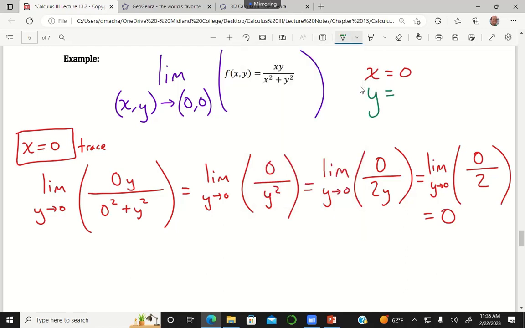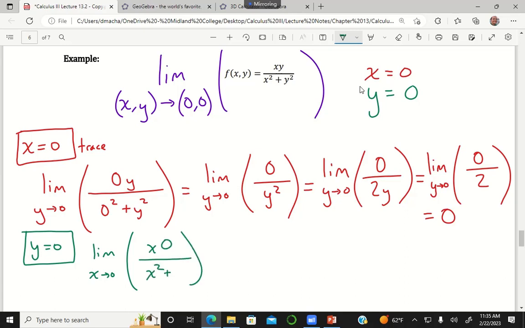Let's take the trace y equals 0. And you can probably already tell what's going to happen here because x and y are symmetric. Multiplication's commutative, addition's commutative. It doesn't matter what the order is. If I set y equals 0 and do this trace, it's going to end up the same way. It's going to end up being the limit as x approaches 0 of x times 0 divided by x squared plus 0 squared. And eventually, after you apply L'Hopital's rule twice, you'll get the limit is 0.